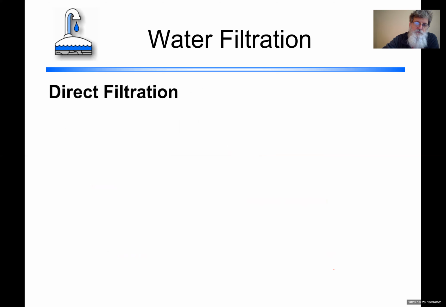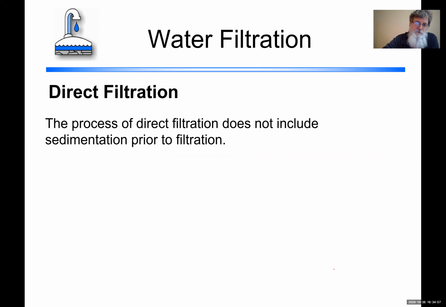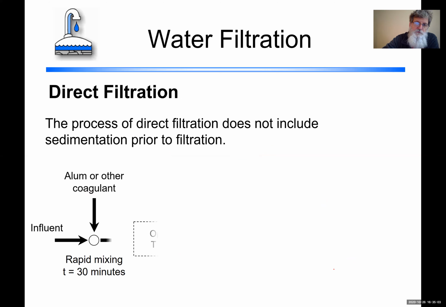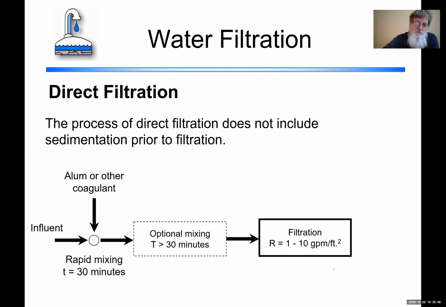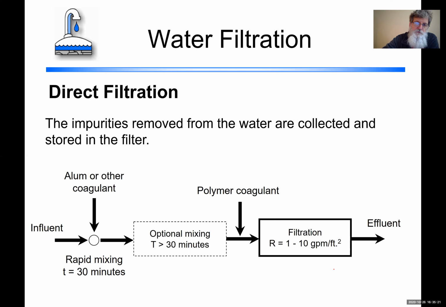Now, direct filtration skips the coagulation and flocculation steps. So what happens is your influent comes in. You do have rapid mix of a coagulant, maybe some additional mixing, but then you go right into the filter. And then out of the filter, maybe some additional coagulation, and then coming out. So this is a little bit different system. The key component here is that most of the suspended materials are collected in the filter. There's nowhere else for them to go. There's no sedimentation system to help you remove the load.